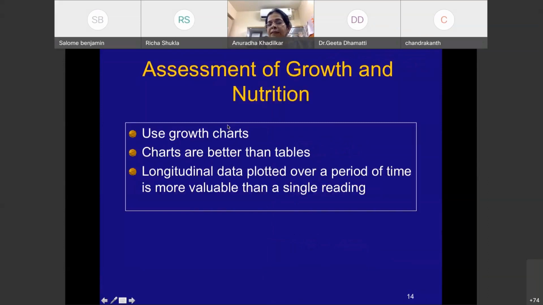Now, when you're assessing growth and nutrition, you need to use growth charts, and charts are much better than tables, because if you have a table, how would you interpret it the next time the child comes? So if you are lucky enough to see a child multiple number of times, which is what is really advised, longitudinal data plotted over a period of time is much more valuable, and it is very hard to interpret these data through tables.